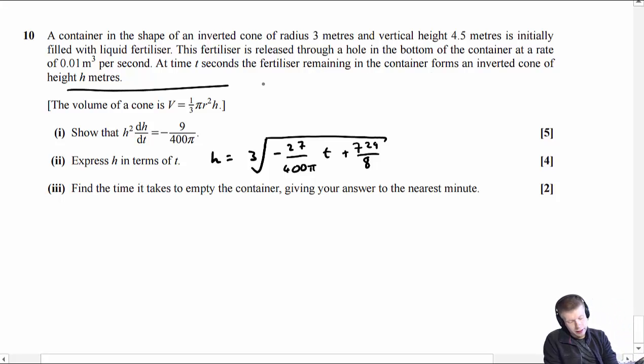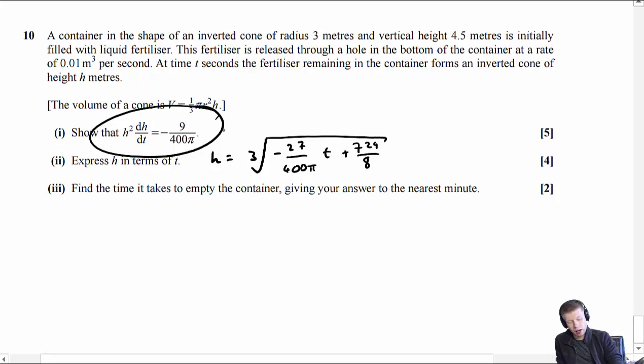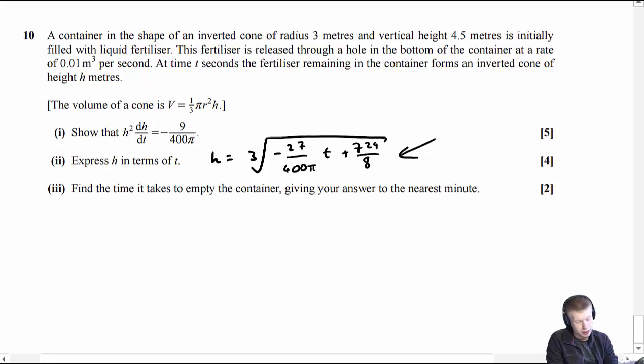Hello, so we're almost there. We've kind of interpreted this question. We pretty much understand what it means. We found this differential equation. In the last video, we found the solution to that differential equation was that. Now we're asked to find the time it takes to empty the container, giving your answer to the nearest minute.